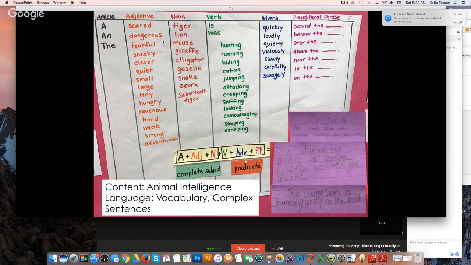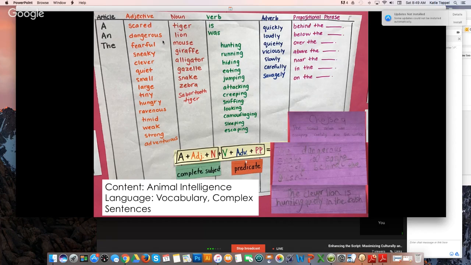Same chart, different content. This is about animals. So the adjectives have to do with animals. The nouns are different animals, and then the actions are what different animals would do. The content words in the curriculum were predator and prey. These words are in a 4th grade curriculum when they're also in 2nd grade and 1st grade. So students knew predator and prey. That wasn't hard for them.